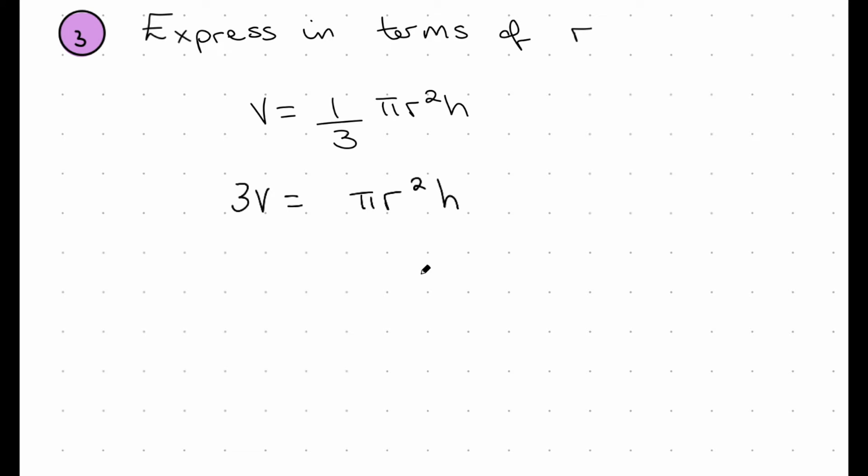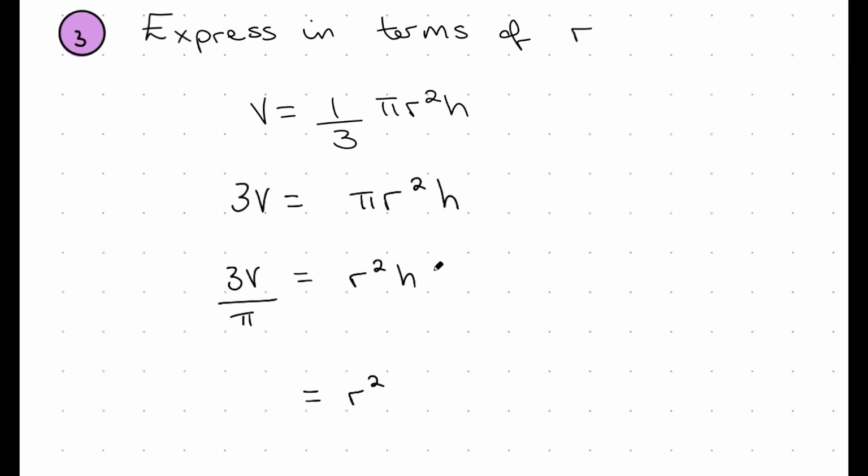The next thing I need to get rid of is the multiply by pi, and I'm left with r squared h is equal to 3v all over pi. After that then, I'm going to have r squared by h. I want to get r on its own, so I'm going to get rid of the h.